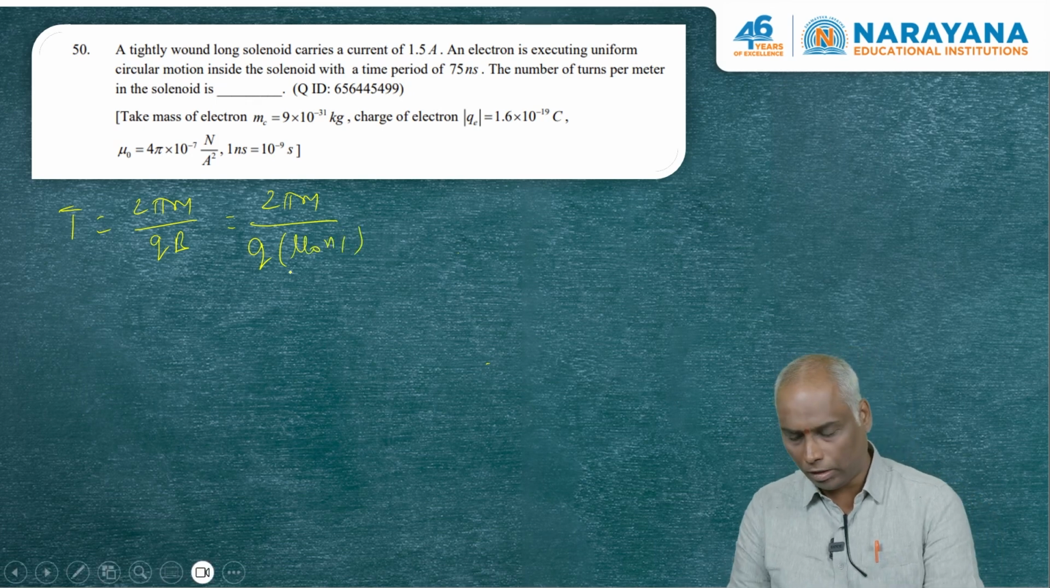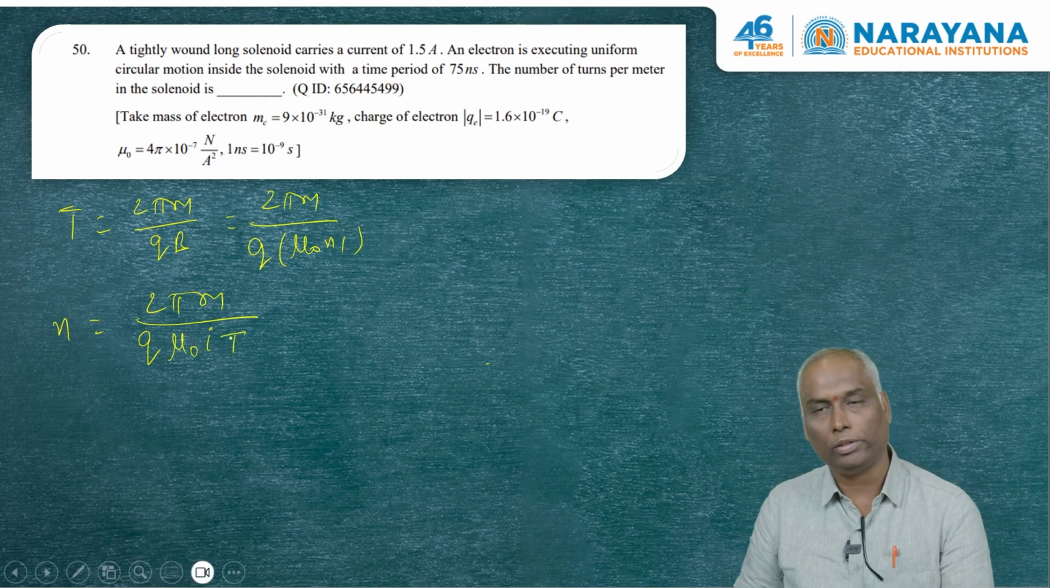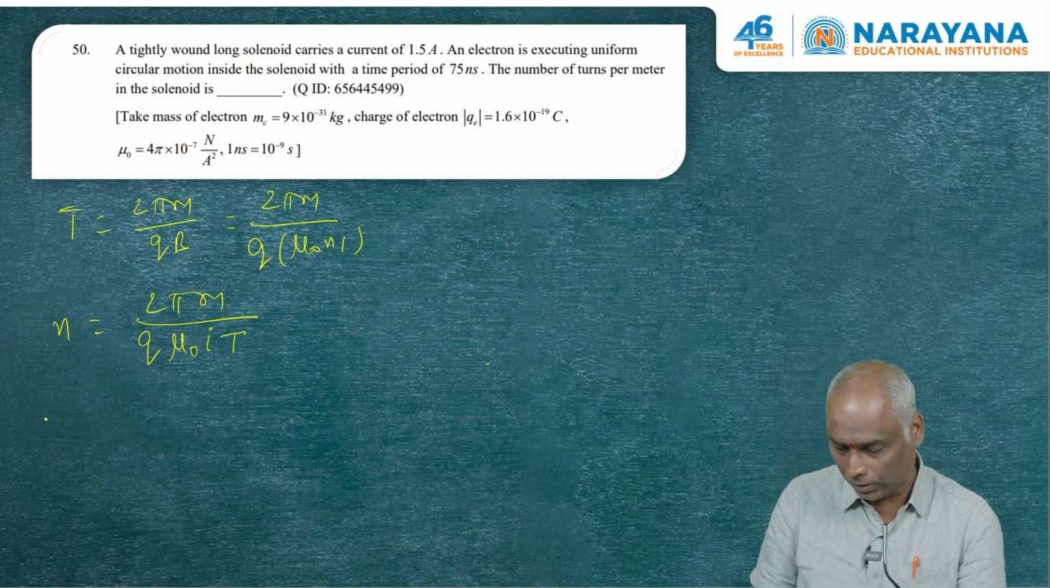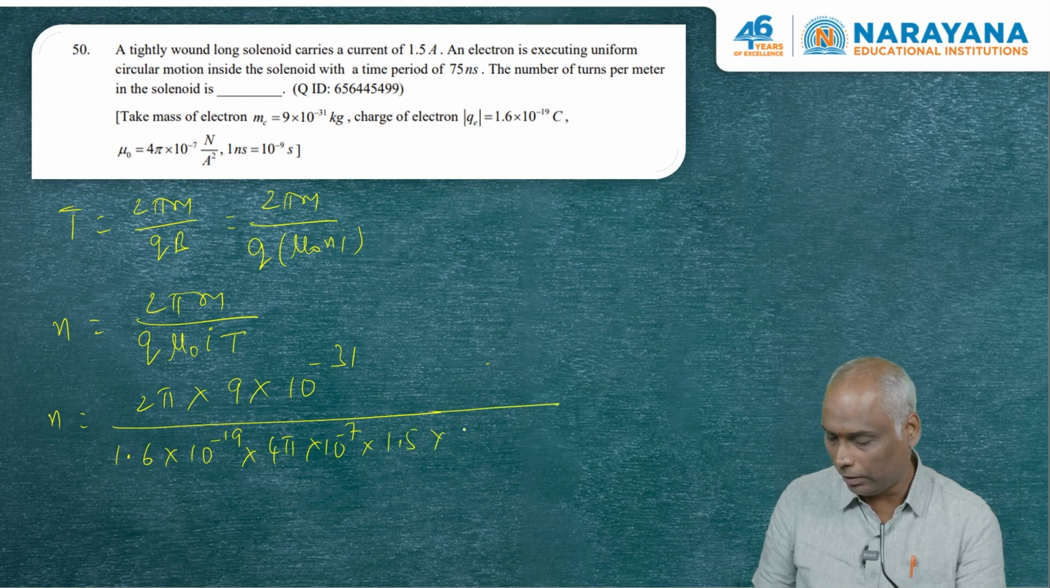You are asked to find the number of turns per unit length, so small n becomes equal to 2 pi m divided by q into mu naught into I, the current, into the time period T. So n is equal to 2 pi into m, the mass of the electron, which is 9 into 10 to the power of minus 31, whole divided by the charge of the electron, 1.6 into 10 to the power of minus 19, into mu naught, which is 4 pi into 10 to the power of minus 7, into the current 1.5 amperes, and the time period, which is 75 nanoseconds, 75 into 10 to the power of minus 9.